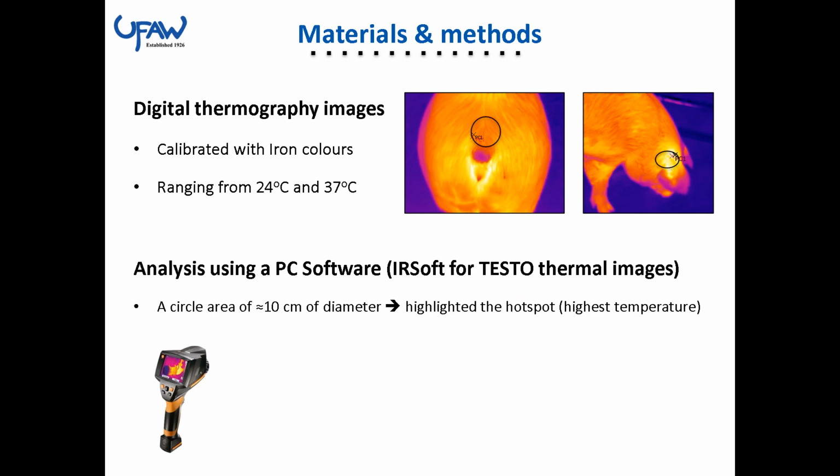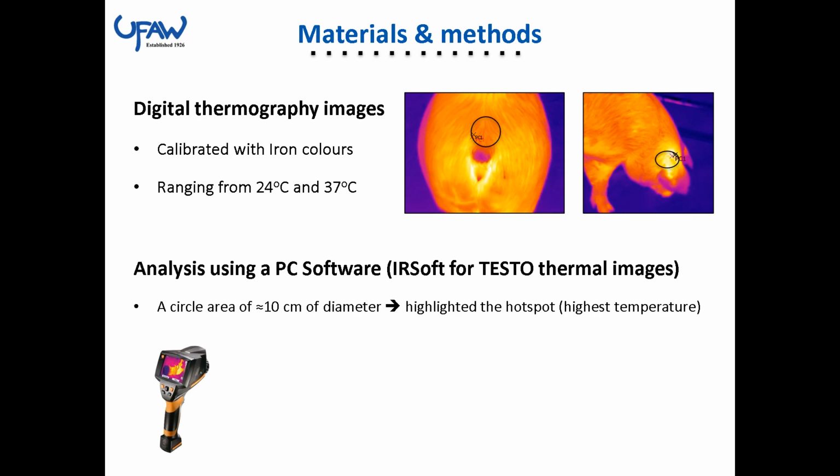The thermographic camera was calibrated with iron colors ranging from 24 to 37 degrees Celsius, such that those areas on the skin surface of pigs with a temperature higher than the limited temperature appeared as yellow on the images. All animals were imaged from ground level, and the distance between the equipment and the pigs was targeted at 1 meter. All images were downloaded and analyzed using the camera software.